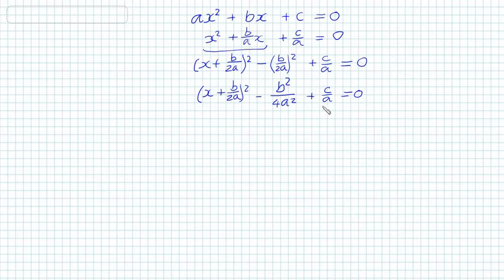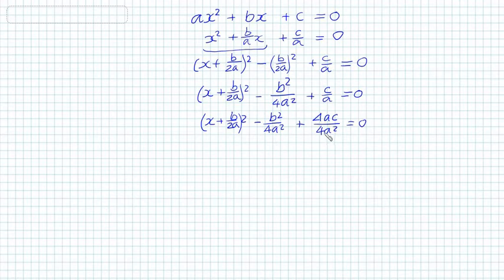Now then, we have two fractions, and 4a squared is a common multiple of both denominators. So if I multiply this by 4a and that by 4a, I have an equivalent fraction. So this becomes 4ac divided by 4a squared. Popping everything else back, x add b divided by 2a all squared, take away b squared divided by 4a squared, add 4ac divided by 4a squared equals 0.